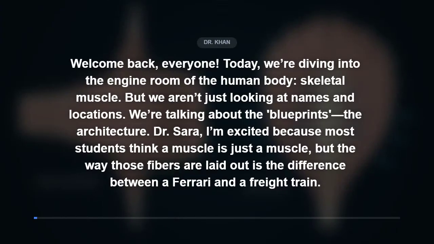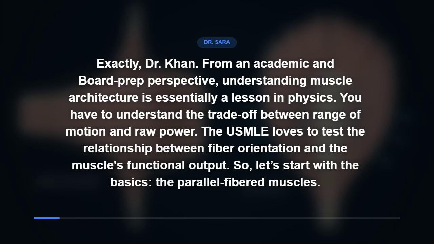Welcome back, everyone. Today we're diving into the engine room of the human body, skeletal muscle. But we aren't just looking at names and locations, we're talking about the blueprints, the architecture. Dr. Sarah, I'm excited because most students think a muscle is just a muscle, but the way those fibers are laid out is the difference between a Ferrari and a freight train.